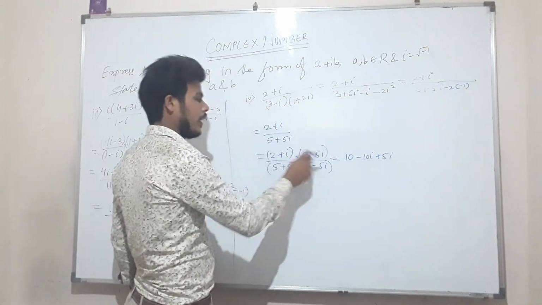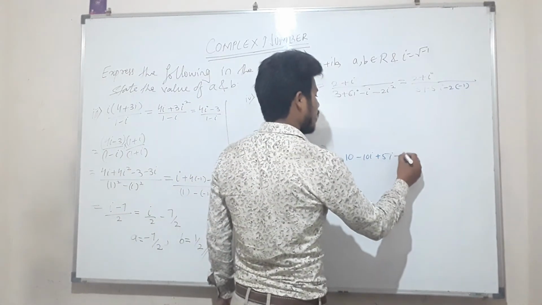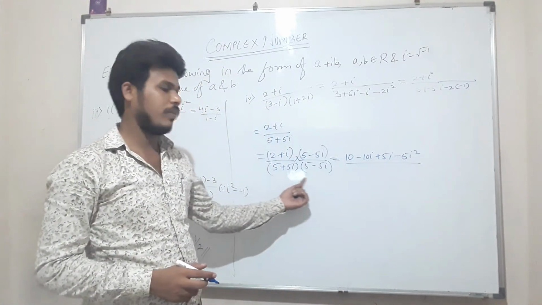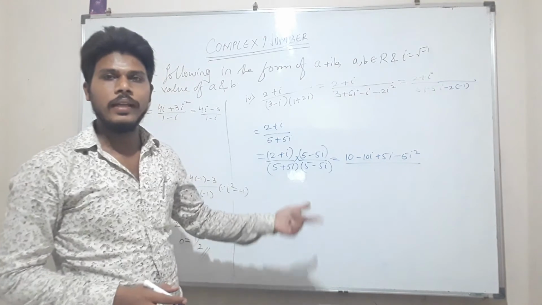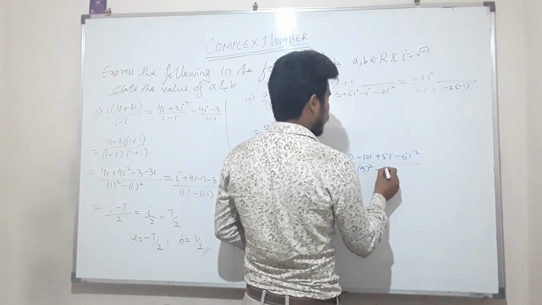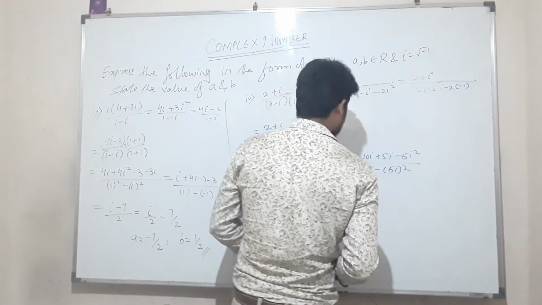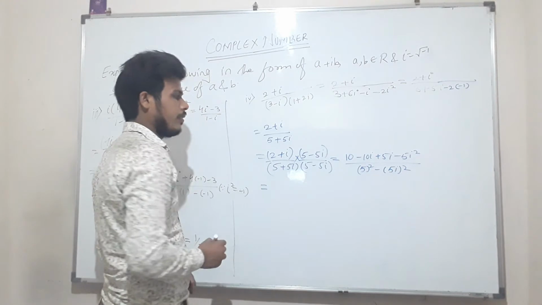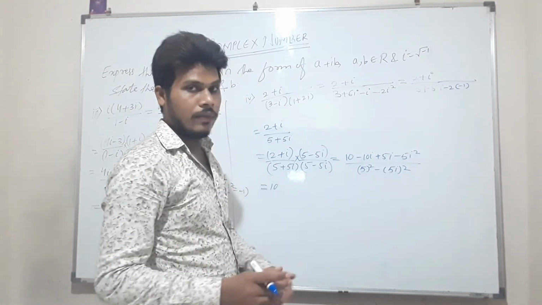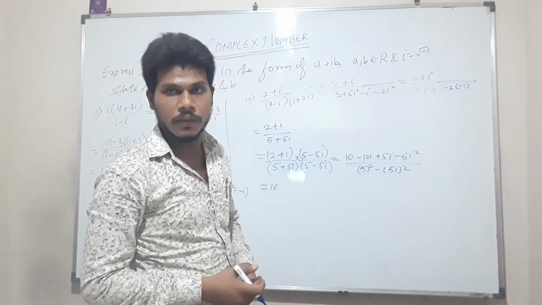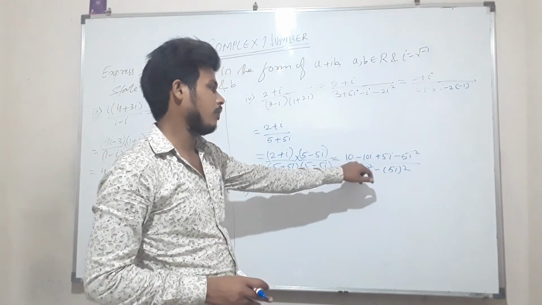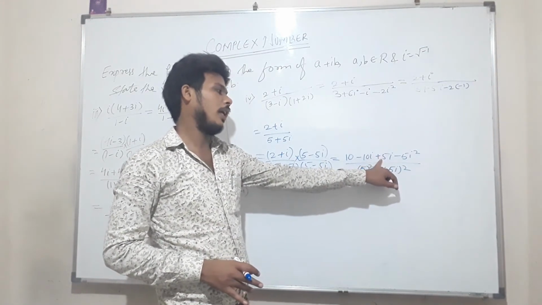then i into 5 is 5i, and i into minus 5i is minus 5i², upon the denominator of the form (a plus b)(a minus b). So it will be a² minus b², right? So it will be 5² minus (5i)². Now the next step: 10 as it is, because it is the real part. We add real part with real part and imaginary part with imaginary part. So here the real part is only 10 and the imaginary part is minus 10i plus 5i.